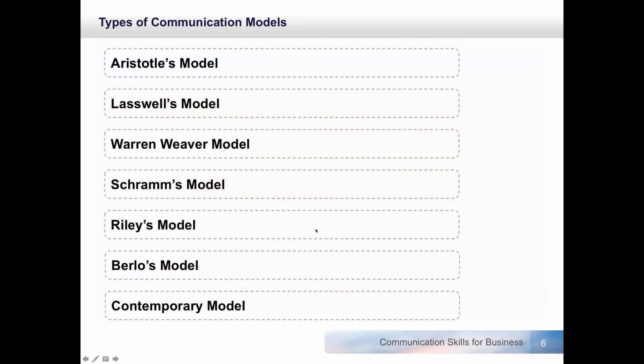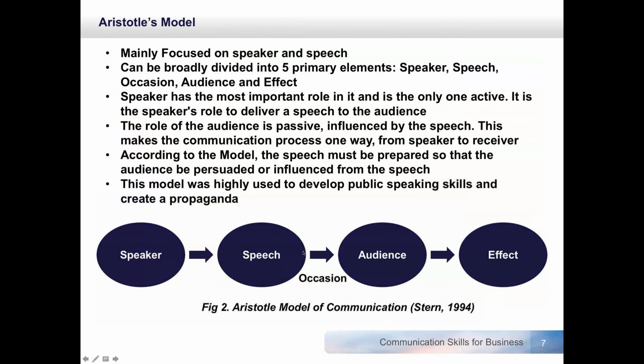So looking at some of the models, there are a lot of models which have evolved over the years in terms of how communication is developed. We'll look at a few of these. One of the models we study in particular is Aristotle's model, and as you can see, it is a 4-step process.